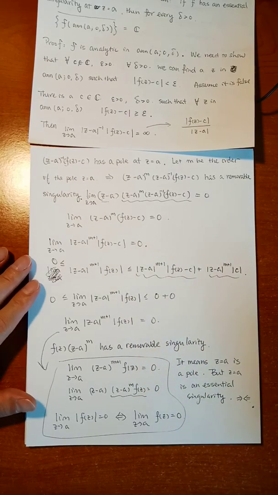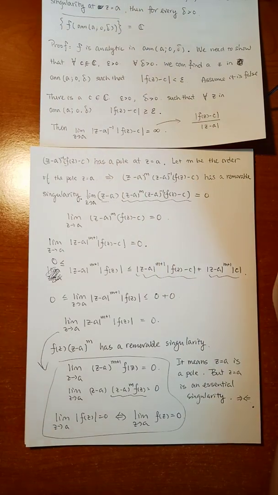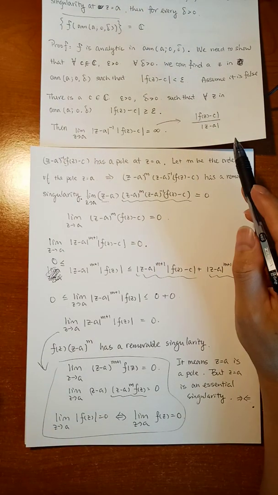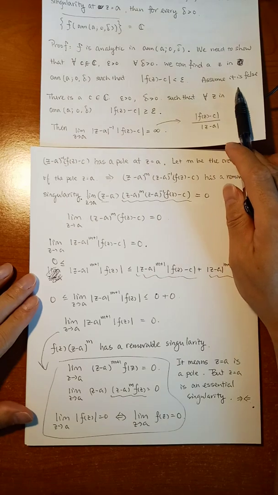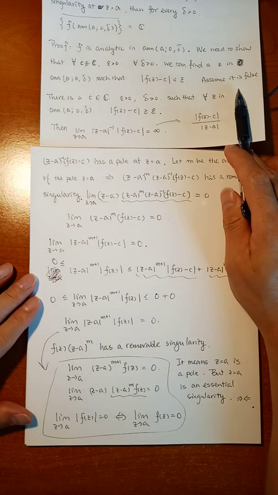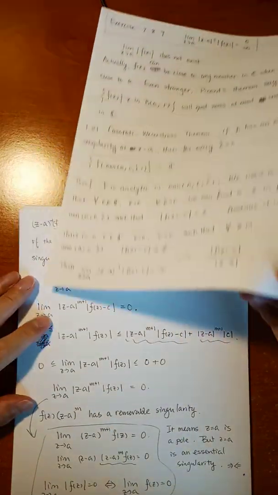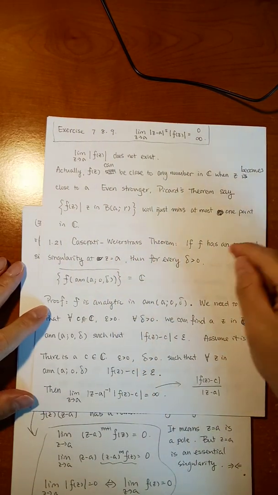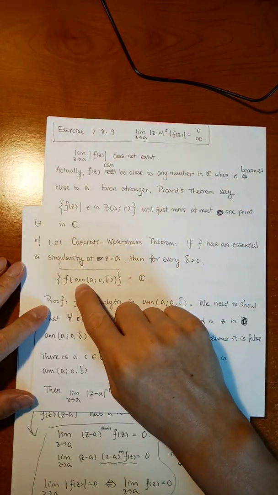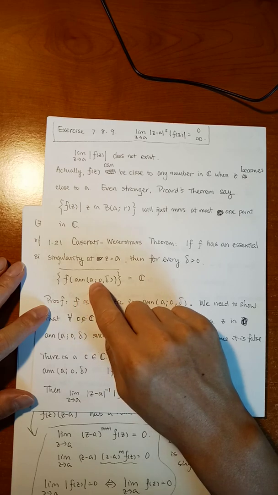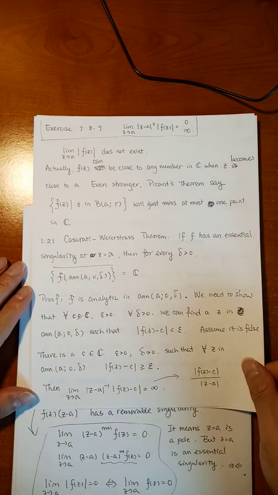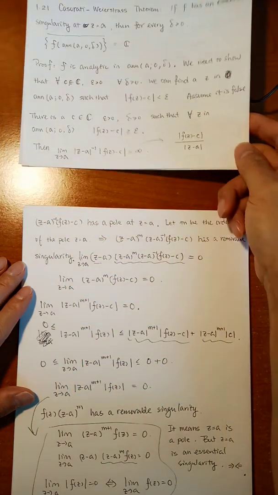The contradiction comes from our statement. We assumed that it is false, right? We assumed it's false, so that's why we have such a contradiction. All right. Okay, so by this contradiction, we showed the Casorati-Weierstrass theorem. It says the closure of the image of f of analysis is the whole complex plane.